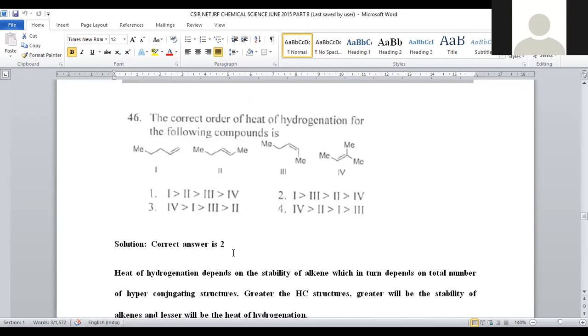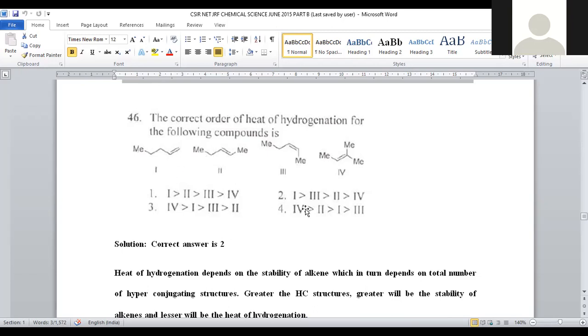Let us move on to question number 46. Again, it is a part of organic chemistry. The correct order of heat of hydrogenation for the following compounds. This is the system with 1, 2, 3, 4, 5 carbons, and here also 5 carbons, here also, here also. The number of carbons remains the same in all the compounds, and each compound is associated with one olefinic double bond. Then we have to predict where the heat of hydrogenation is higher. What will be the order?